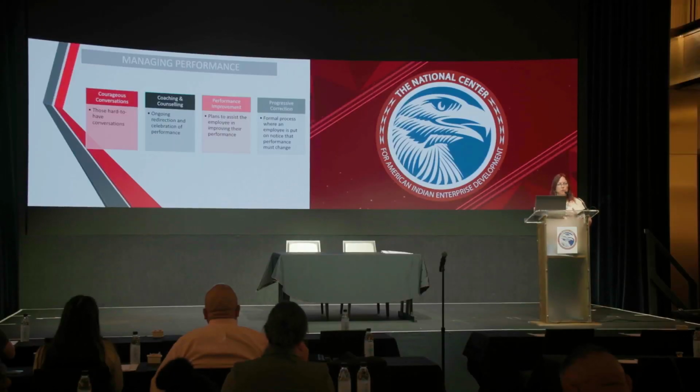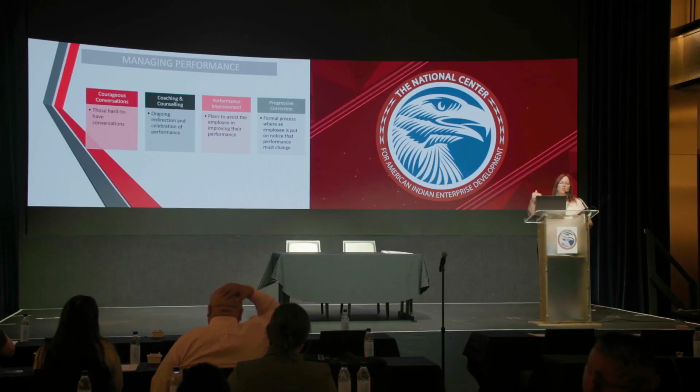Progressive correction, or progressive discipline, is what you might know it as. I like correction because discipline sounds very boarding school-like. So progressive correction is a formal process where the employee is put on notice. And that's your verbal, written, suspension, termination. You let them know each step of the way what they're doing wrong, how to do it right, and what will happen if they keep doing it. So that's progressive correction. And those are the tools that you have.